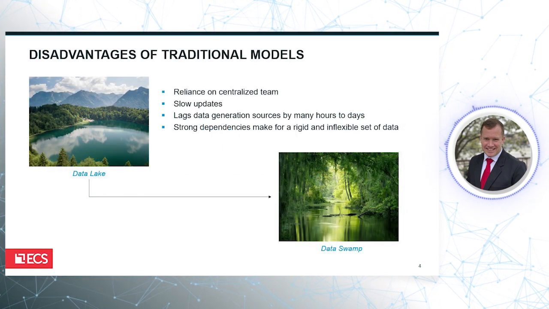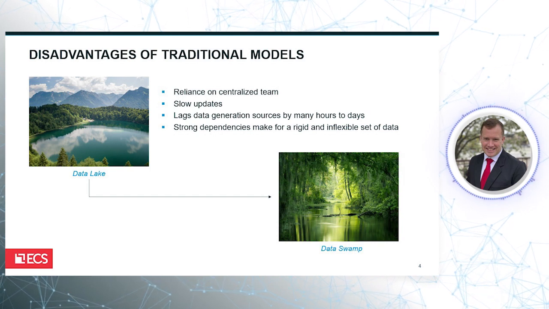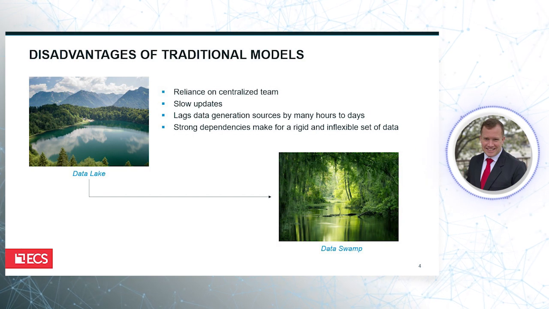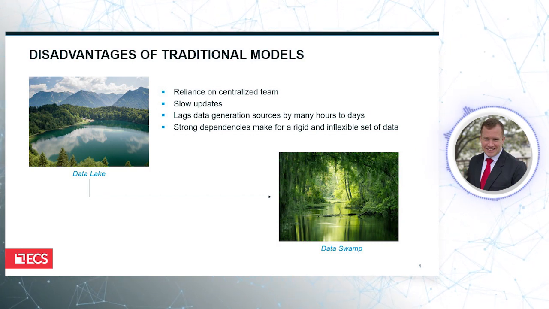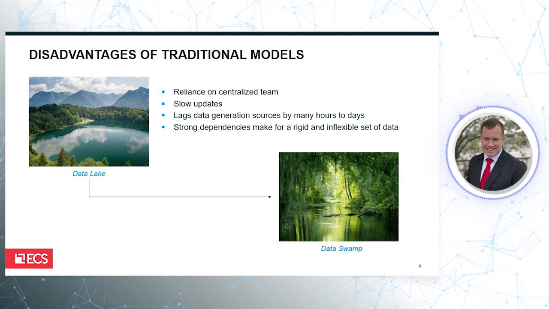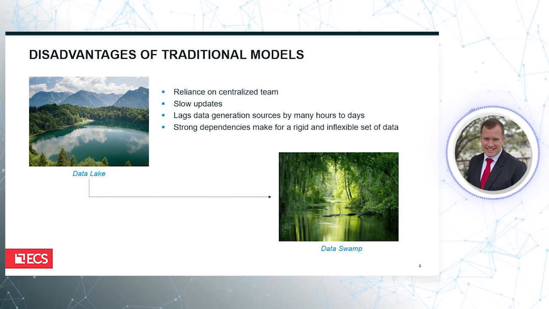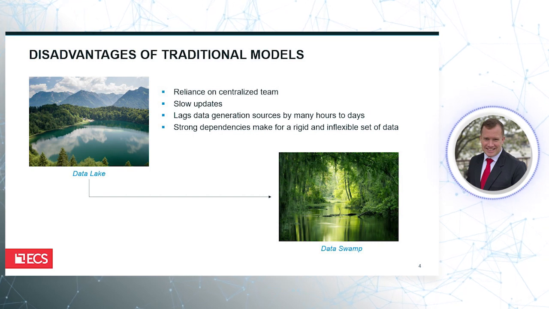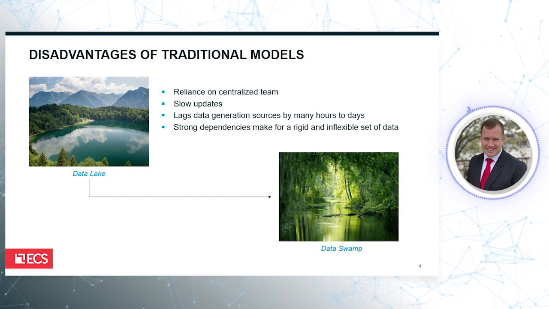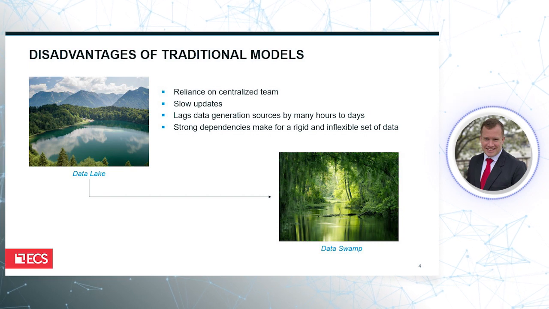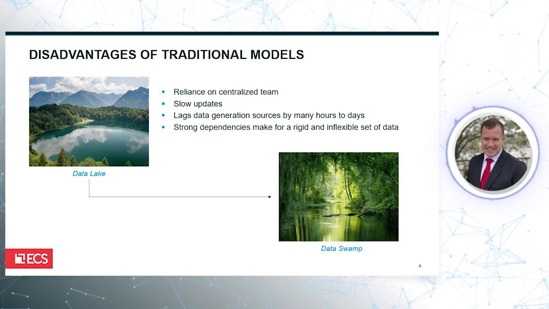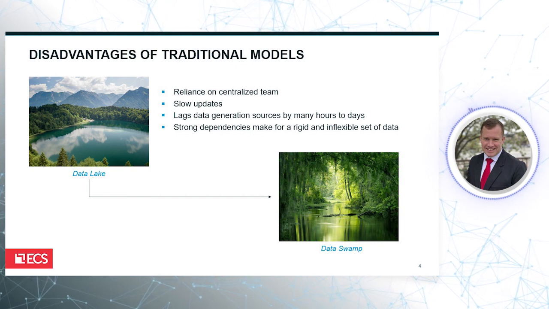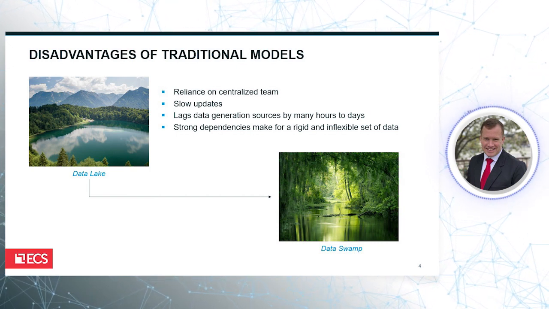So what are the disadvantages of the traditional models that Dehghani was talking about? It all revolves around centralization. Traditional data models rely on a centralized team. The result is you go from this beautiful data lake to a data swamp. You have slow updating, because you're depending on a centralized team. Data generation gets put into the data lake, and the data lake lags where the data is coming from by hours to days.